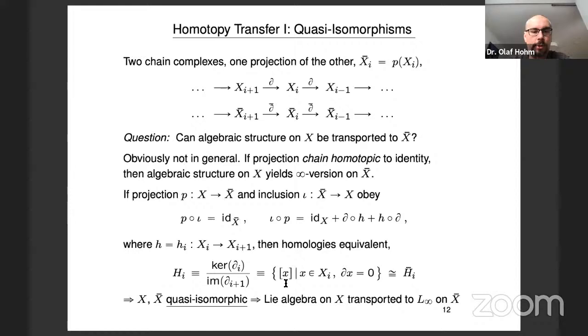So if the projection is such that this identity is obeyed, then you can actually check that the homologies stay the same. So the homology on X and X bar are actually the same. As vector spaces, they may be very different. But once you go to the homology, which as I just reviewed naturally encodes the physical information, then they're considered quasi-isomorphic. They're not isomorphic, of course, but this is the notion of quasi-isomorphism. And then you can make the statement that an algebraic structure on X, like a Lie algebra, is transported to an infinity version of that algebra, like an L-infinity algebra on X bar.